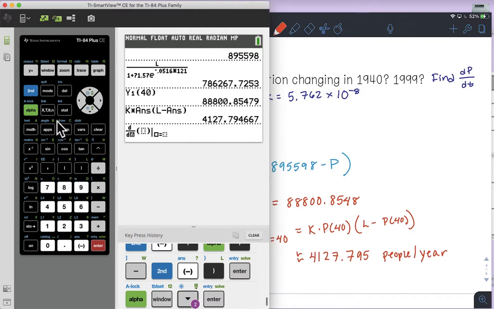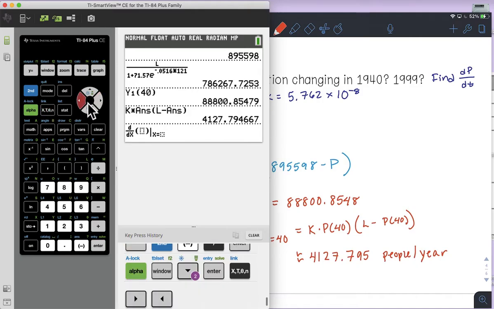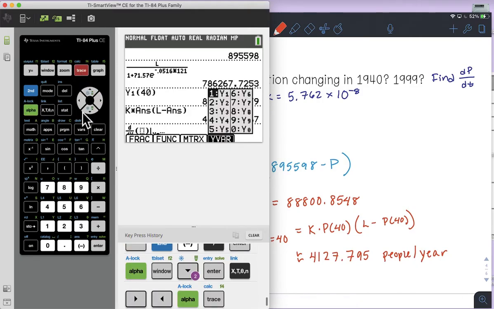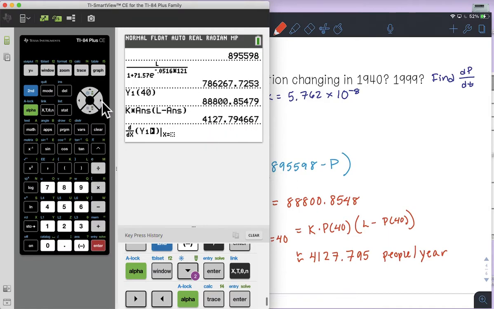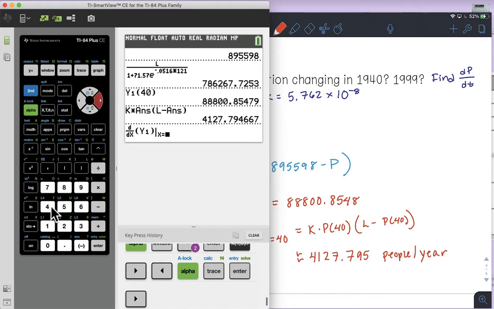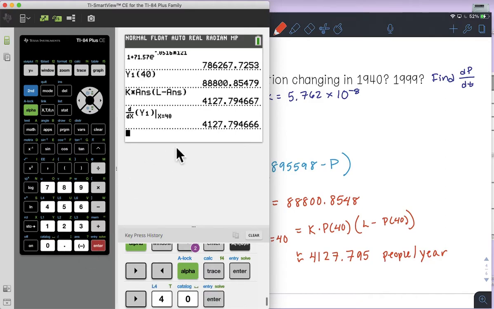I want to take the derivative with respect to x. I have my function stored in y1. You can go to the vars key to do that or hit the alpha trace key as the shortcut, and I want to plug in 40. See, I get the same exact number. The rounding at the end is a little different. So why don't we do this now? Going back over to the iPad.